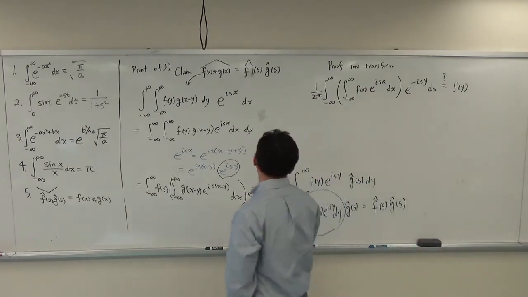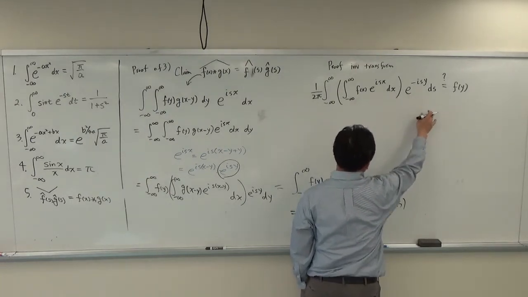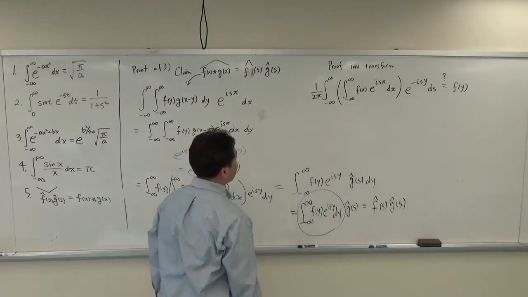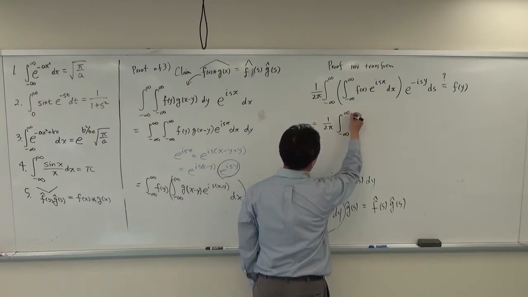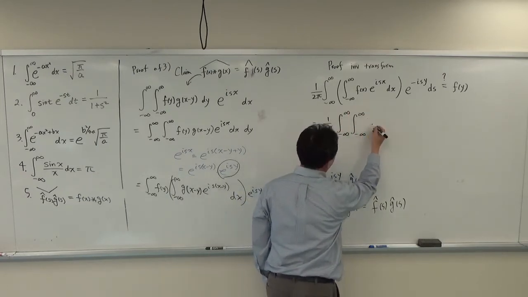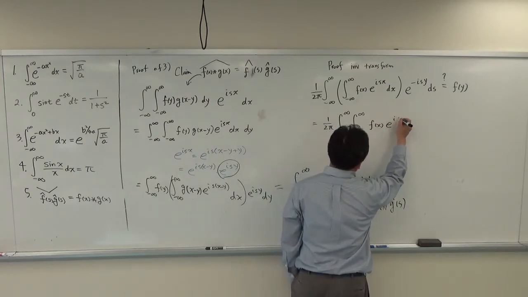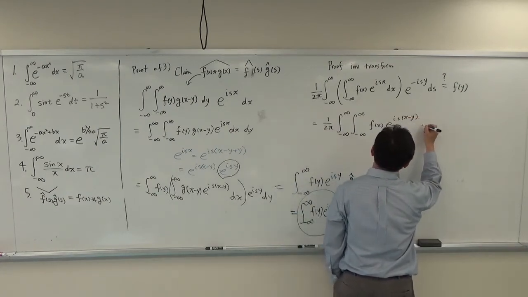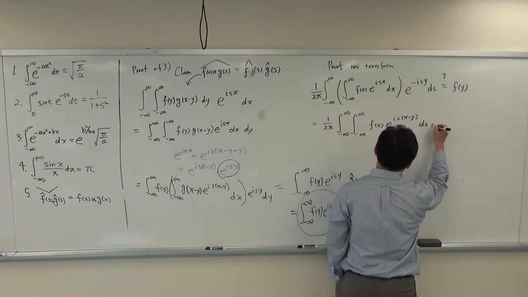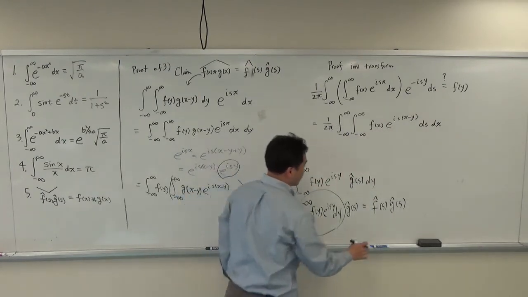And again, we're using the Fubini theorem, and we're going to switch dx and ds. So dx will go outside, ds will go inside. And here's what we get. We get 1 over 2 pi, f(x) e^{is(x minus y)}, ds goes first, and dx goes outside. Okay.